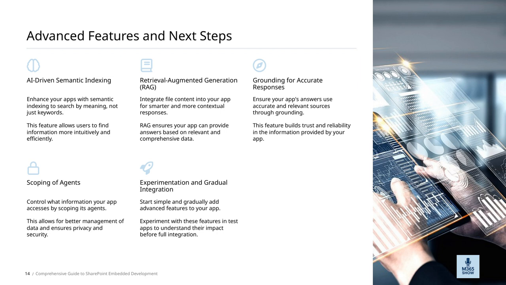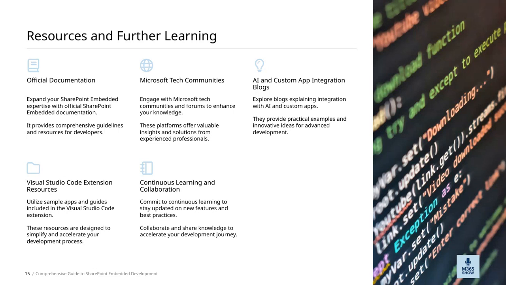Finally, enhance your app's search capabilities with semantic indexing. Unlike traditional keyword searches, semantic indexing searches by meaning. This makes finding information more intuitive and efficient for users. All these features work together to make your app smarter, more secure, and more user-friendly as you continue to develop and refine your solutions. Let's talk about resources and further learning to keep your skills sharp and up to date.